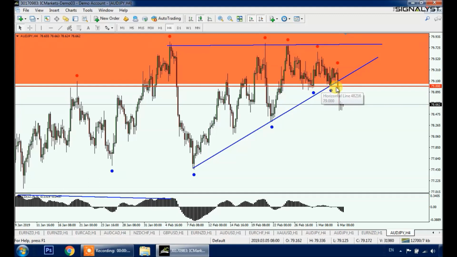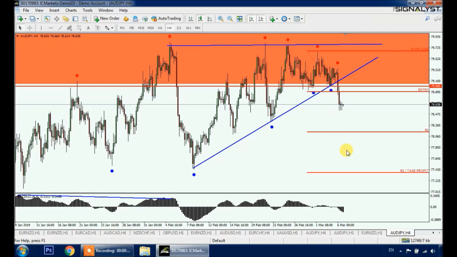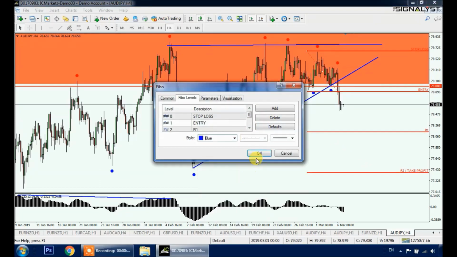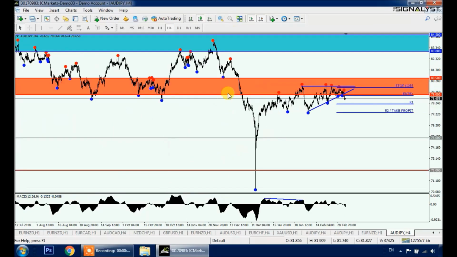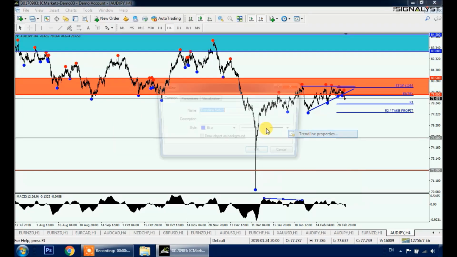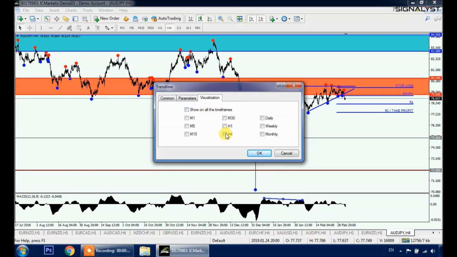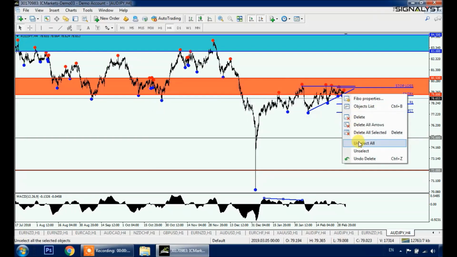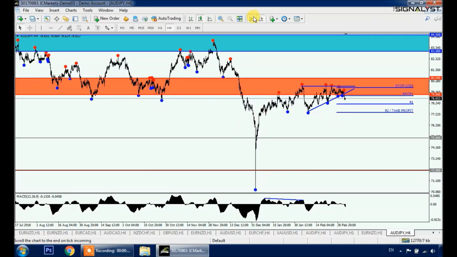So now you should have a sell, as here's our entry, our stop loss, and our plus 2R take profit. Let's make it in blue, and let's make this one to only show on H4. So do we have anything else on H4?